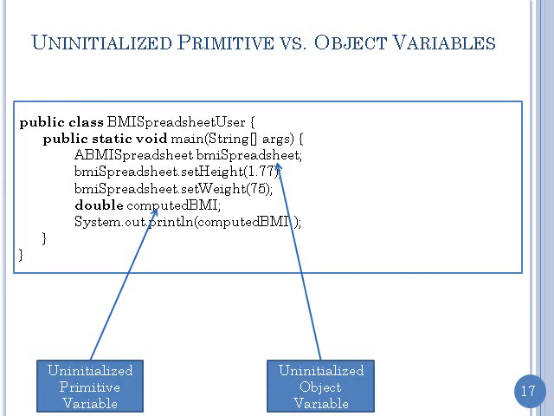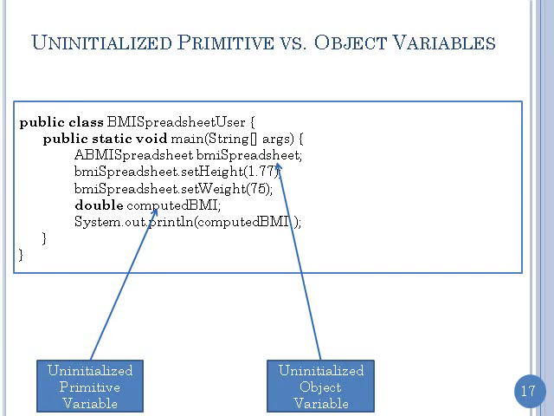I go and print line computed BMI. Even though I've assigned no value to computed BMI, I say print it. Even though I've assigned no object to BMI spreadsheet, I say set height and set weight. So I have an uninitialized variable. That was kind of bad, and what's worse is I use these uninitialized variables. Is anything bad going to happen visibly? What's going to happen when I say BMI spreadsheet.setHeight 1.77?